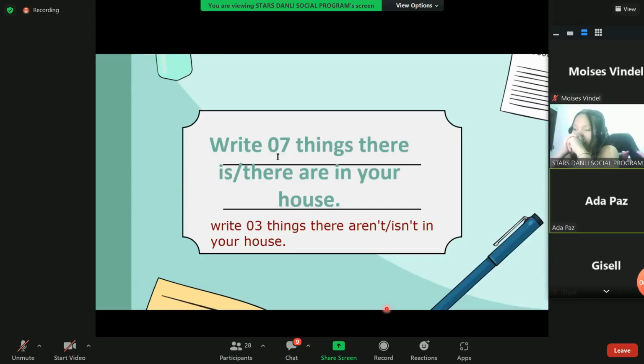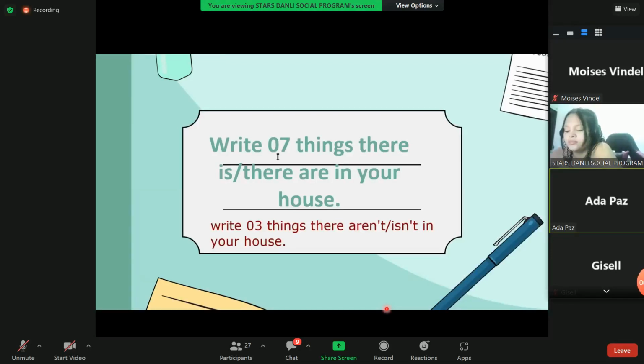There is a coffee percolator. There is a microwave. There are 2 bananas. There is a carpet. There are 6 chairs.